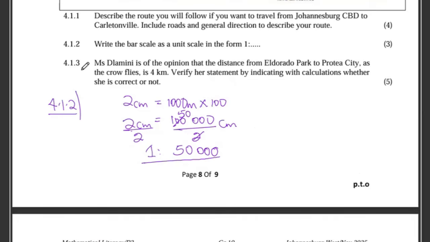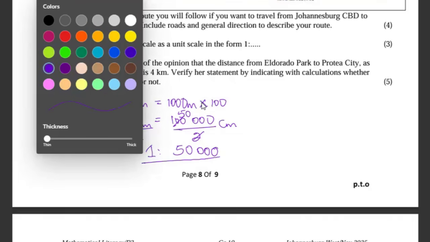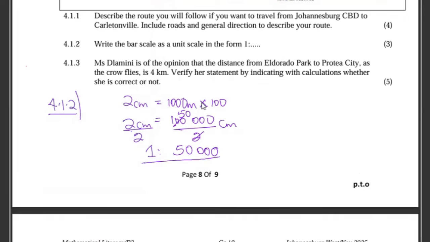Okay. So Mrs. Lamini is of the opinion that the distance from Erado Park to Protea City as the crow flies is 4 kilometers. Verify her statement, indicating with calculations. Now, let me do question number 4.1.3, sorry. So what are we going to do? We are verifying this. This is actual distance.